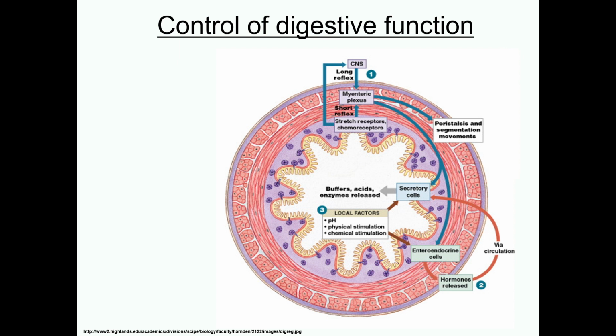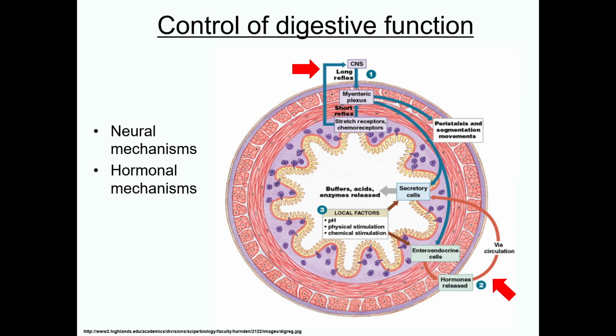Although we won't go into great detail here, you should note that the control of stomach function occurs via three major mechanisms. Neural mechanisms, where stretch receptors sense the fullness of the stomach and act locally on the myenteric plexus, as well as via longer reflexes involving the CNS, that provide a higher level of control of digestive and glandular activities. Hormones are released by endocrine cells in the digestive tract, and they act to control secretion of buffers, acids, and enzymes, and we'll talk a lot about these as we proceed through each region. Local mechanisms such as pH, physical, and chemical stimulation will also act to control both hormone release and secretion of other factors.